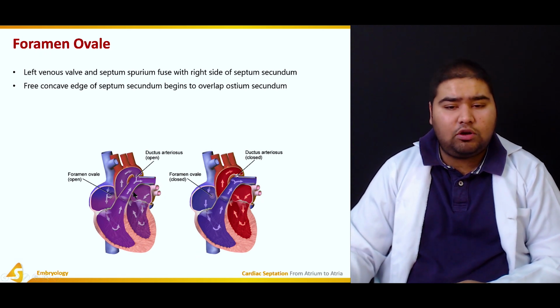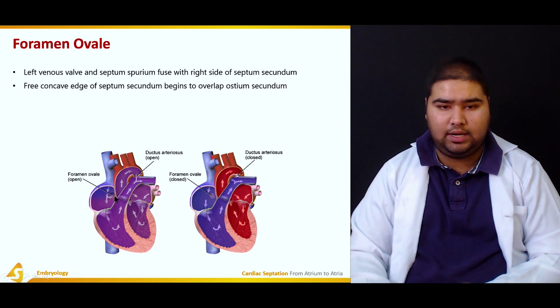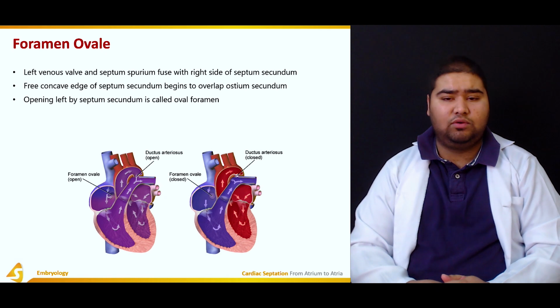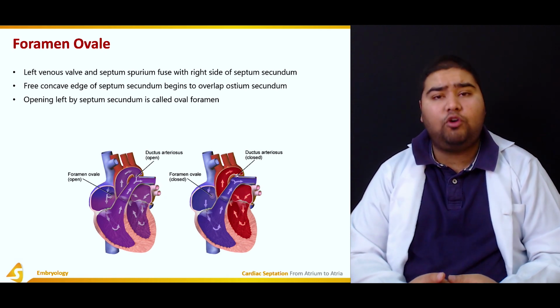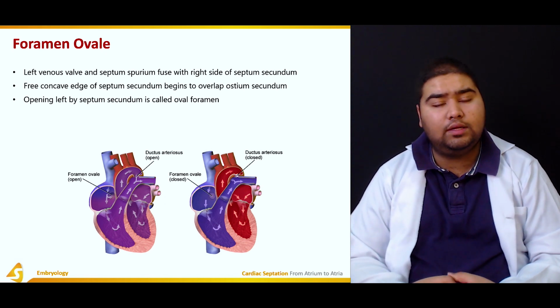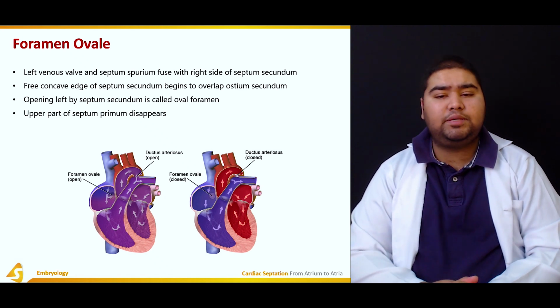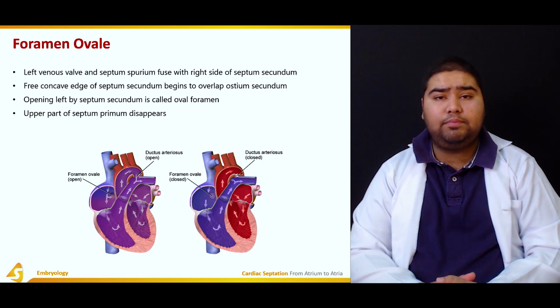This is the region of the foramen ovale, and this is where all the action is going on currently. So the opening left by the septum secundum is known as the foramen ovale. So the foramen ovale is actually the opening within the septum secundum. The upper part of the septum primum completely disappears.